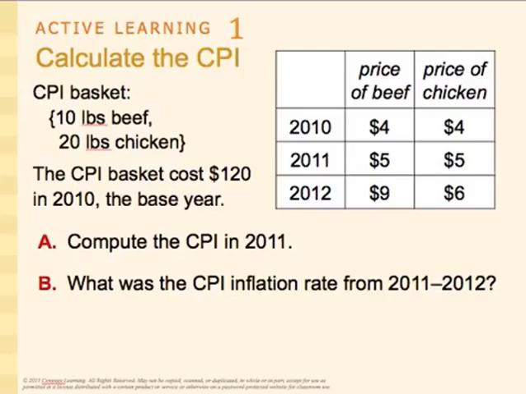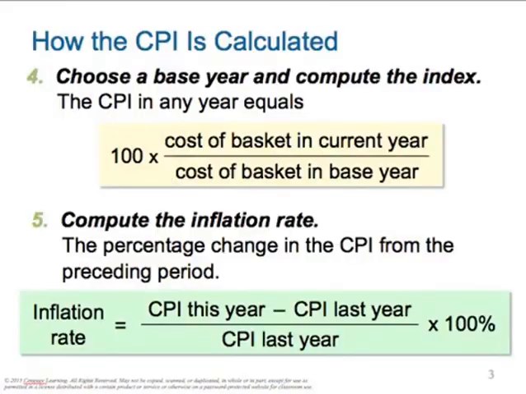We can compute the CPI for 2011. We can also answer the question of what the CPI inflation rate was from 2011 to 2012. Part A is not all that difficult, but requires an intermediate step. You must compute the cost of the basket in 2011 to find the CPI for 2011. Part B has two intermediate steps: computing the cost of the basket in 2012, and then computing the CPI for 2012. So again, we have two calculations we have to make in that part. Okay.